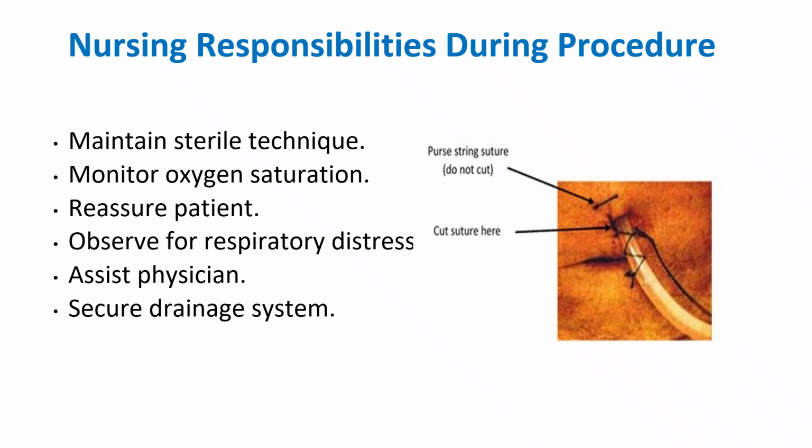During the procedure, you have to maintain sterile technique, because the tube is going directly into the lung cavity. So how sterile do we have to be? Definitely you have to maintain sterile technique. We have to monitor the oxygen level at every single point of time. Whether the patient is desaturating or not in a good situation, you have to immediately notify the doctor. So proactively you have to work. Reassure the patient, observe for RDS, respiratory distress, assist the physician, and secure the drainage system. These are some of the responsibilities you will be doing during the procedure.